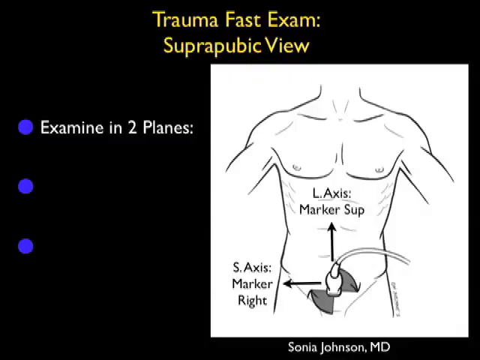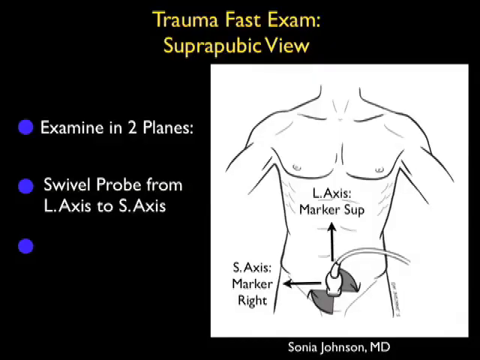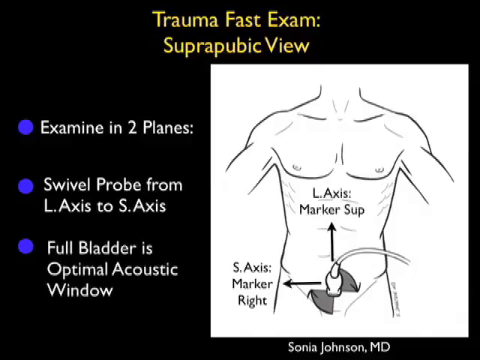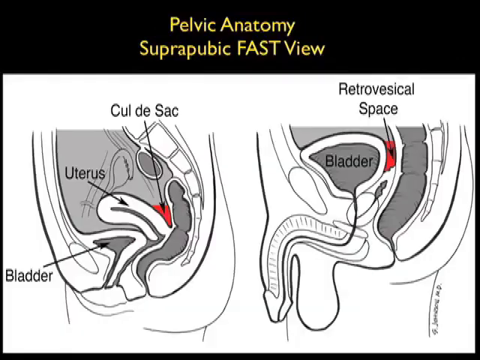Here's a slide reviewing how to perform the suprapubic view of the Trauma Fast Exam. In contrast to the upper quadrant views, where we looked only in a long axis configuration, the suprapubic view is made up of two planes. We want to look in both long and short axis configurations. We'll begin in long axis with the marker dot oriented towards the patient's head and complete our exam by moving the probe into short axis with the marker dot towards the patient's right side. This way we can fully scan through the pelvis and not miss any small amounts of fluid there. It's optimal to perform the examination with a full bladder as an optimal acoustic window, so perform the exam prior to having the patient void or placing a Foley catheter.